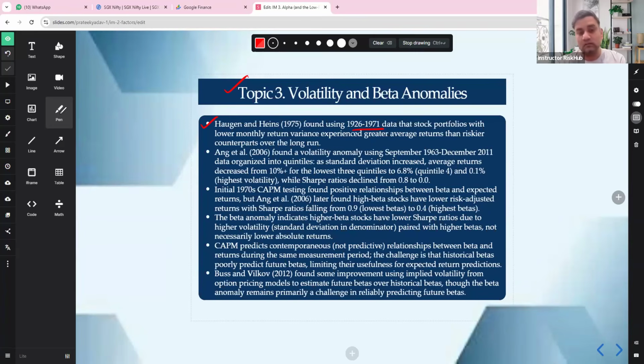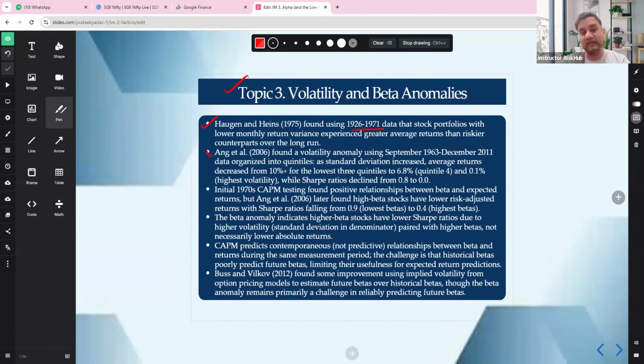So the traditional CAPM model, we know, considers only the market risk, right? So what does the data show us? It shows the opposite. The opposite often happens, right? Low volatility stocks gave high returns, better Sharpe ratio. Higher volatility stocks gave low risk adjusted return, right? So the evidence was Haugen and Heins, where in 1975 they clearly laid out that low variance has high returns.